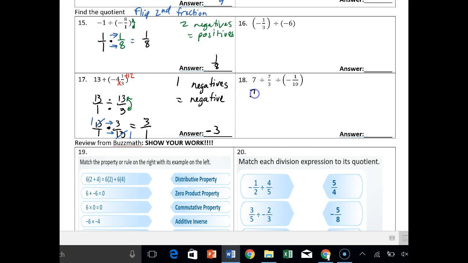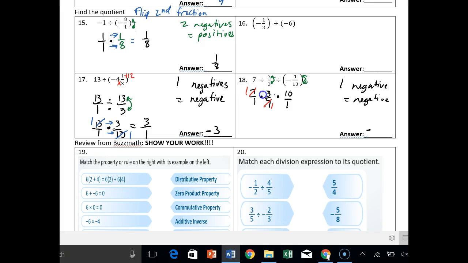So I'll say 7 over 1, flip this fraction, times 3 over 7. As we move our way down again, we also need to flip negative 1 over 10. So that becomes times 10 over 1. Now I have one negative, so my answer will be negative. I have a negative for my answer. I can cross cancel. 7 and 7, they both become 1.